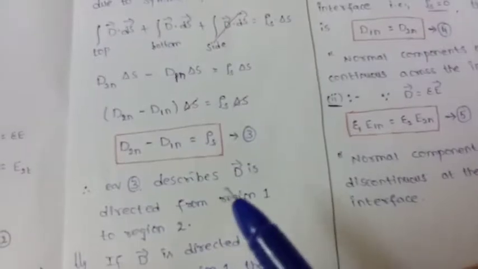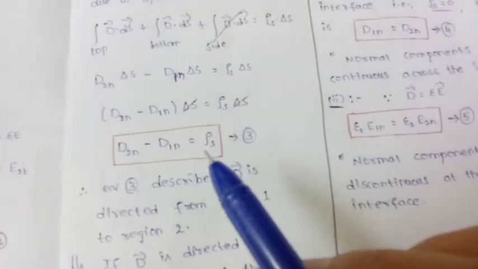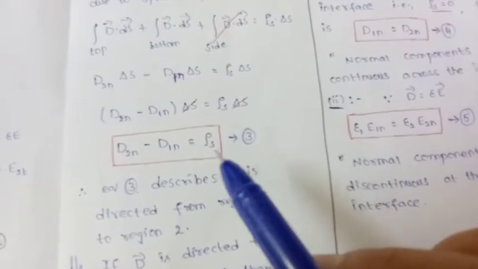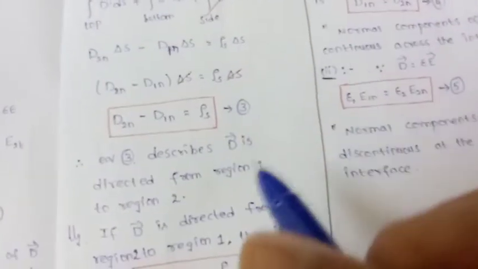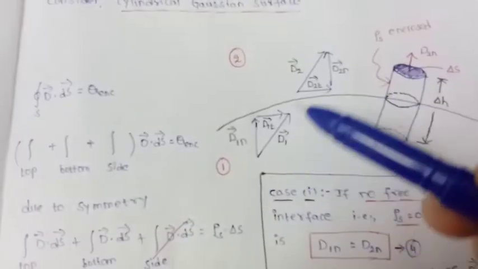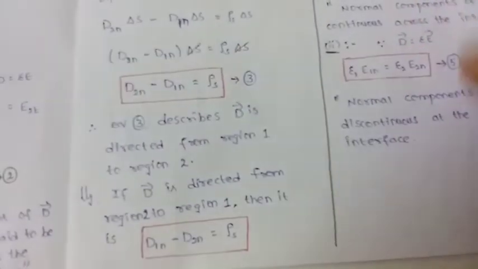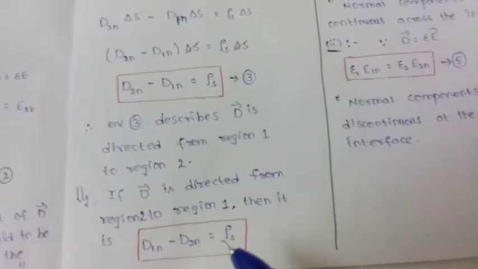That means equation 3 describes that the normal components are discontinuous, depending on the surface charge density. Remember, this equation 3 is very important: it is directed from region 1 to region 2. If it is directed from region 2 to region 1, then it will be written as D1n minus D2n is equal to rho s.